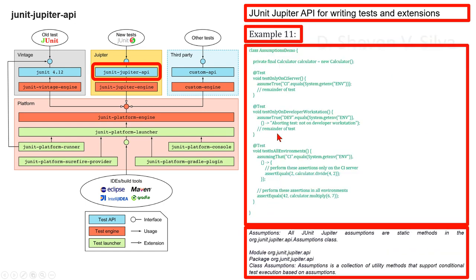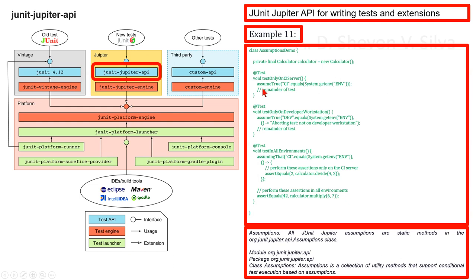Now we are considering assumptions. All junit-jupiter assumptions are static methods in the org.junit.jupiter.api.Assumptions class. The class Assumptions, in package org.junit.jupiter.api in module org.junit.jupiter.api, is a collection of utility methods that support conditional test execution based on assumptions.